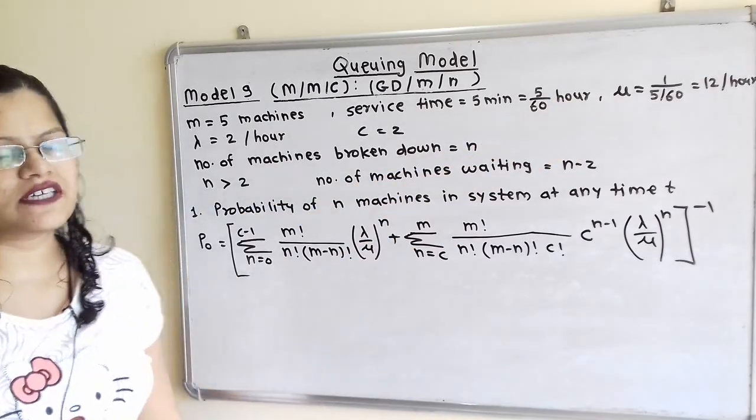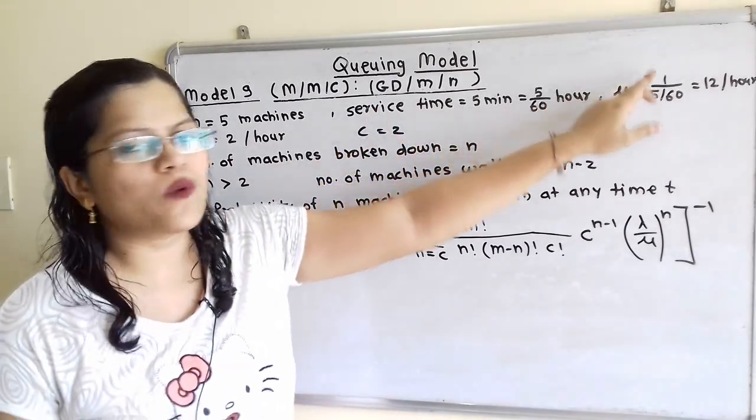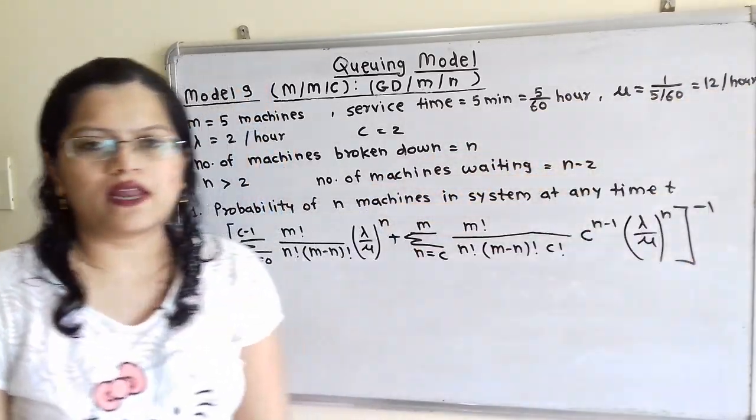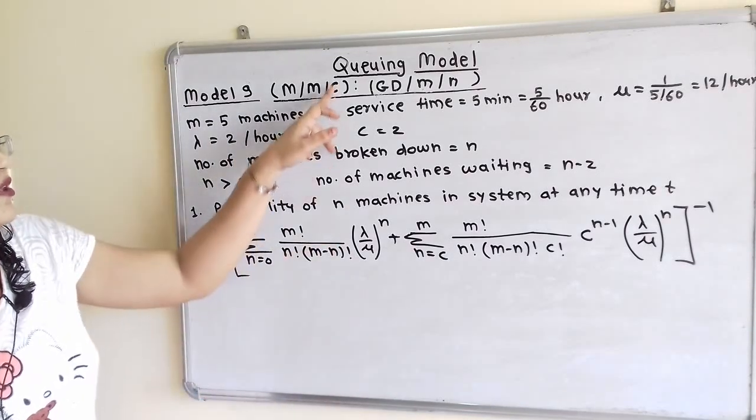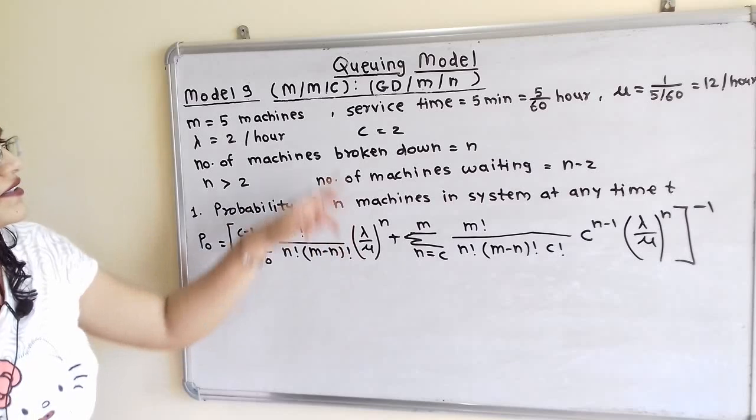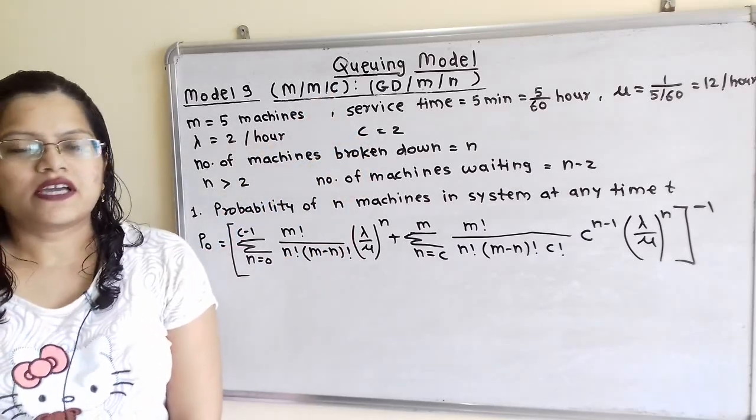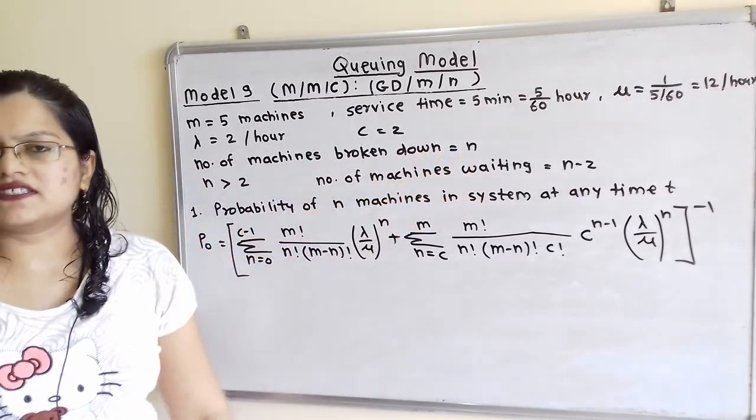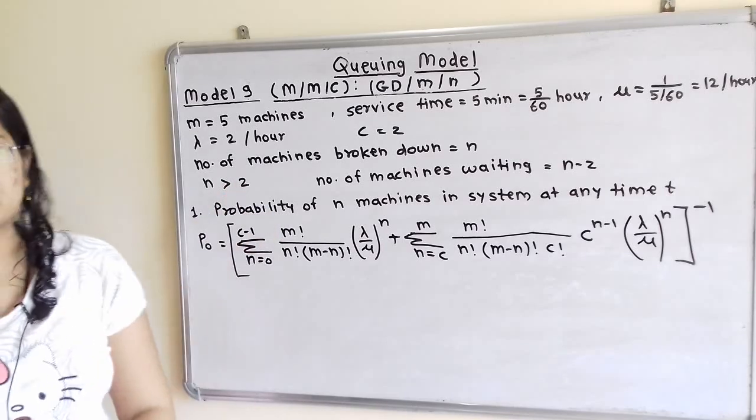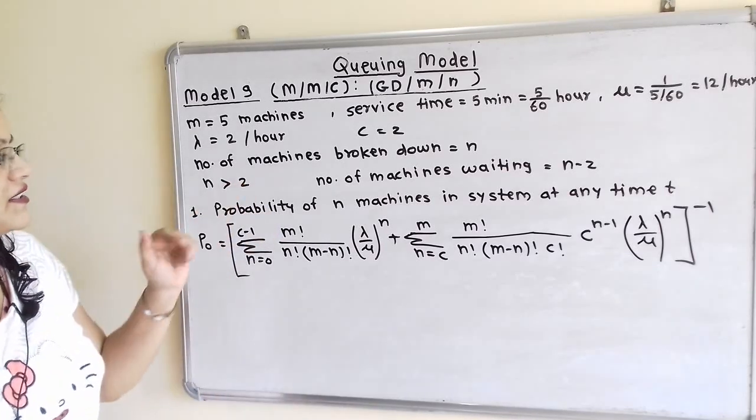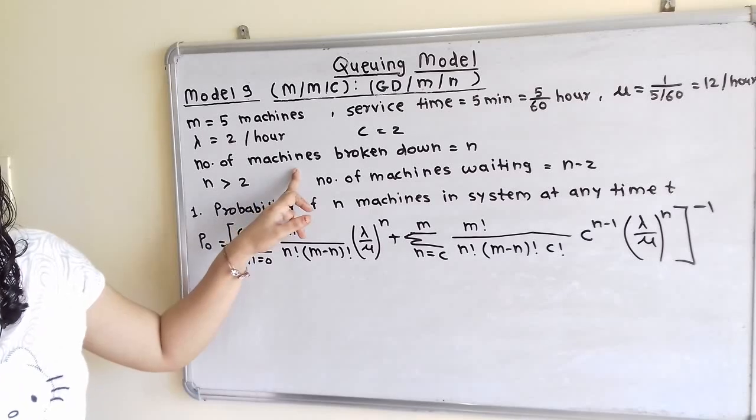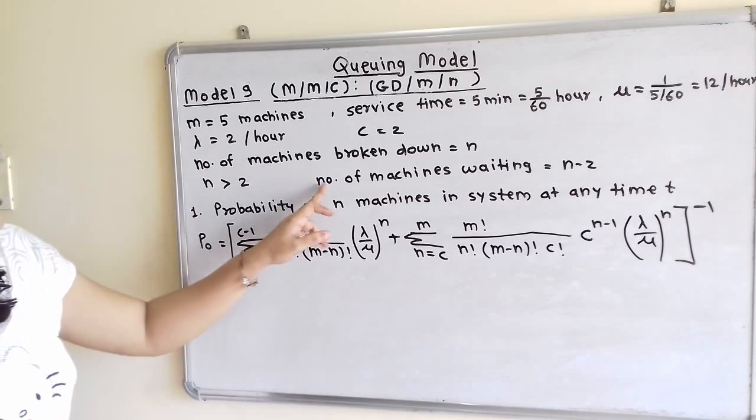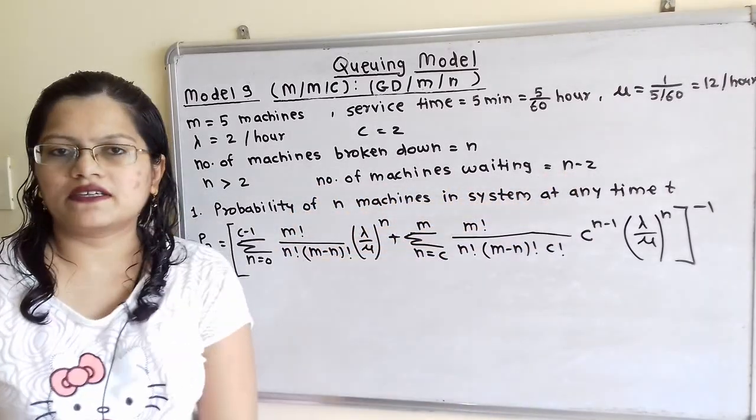So how to calculate service rate? Service rate mu is equal to 1 divided by service time, that is 1 divided by 5 by 60, which is equal to 12 per hour. Then the number of repairmen is also mentioned, that is C is equal to 2. One condition is given: if the number of machines broken down is equal to n, then this n is greater than 2. So the number of machines broken down and in the system is always greater than 2. Then the number of machines waiting is equal to n minus 2.